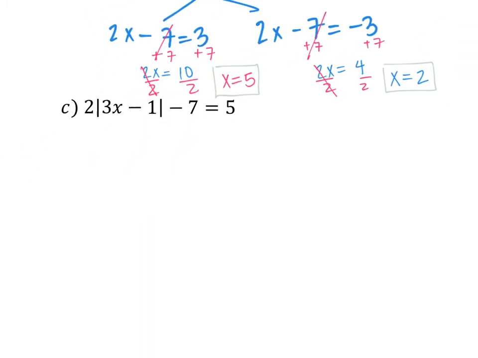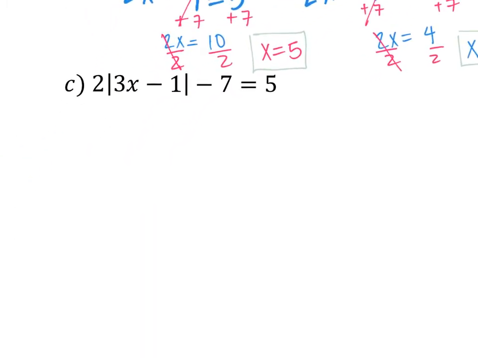Okay, let's try a little bit of a beefier one here. So this one has a lot of stuff going on. First off, it's pretty clear that this absolute value is not by itself, right? There is a 2 on the outside and a -7, which we both have to get rid of. But the question is, which one do you get rid of first? Well, in this case, how I determine it is whichever's further away or the easiest to remove.